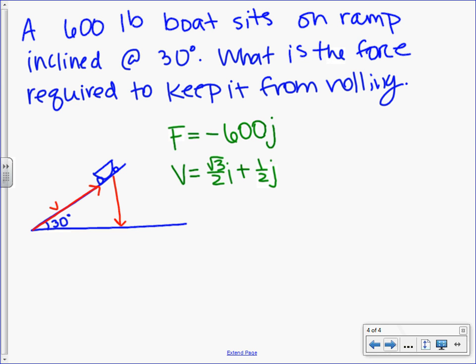Okay. So now, what are we looking for as far as the force keeping it from rolling? It is the opposite of the parallel component of gravity. Okay. How about in terms that we've been talking about? The projection of gravity onto the v. The projection of F on v. Okay.